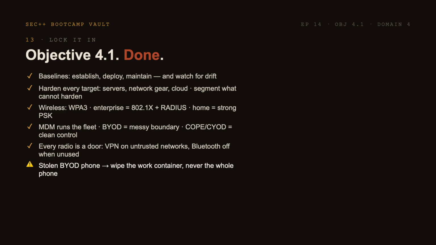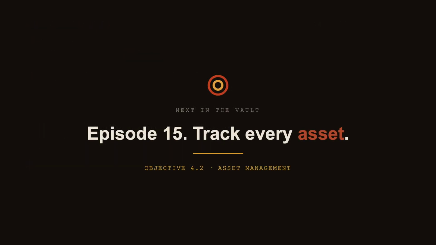Lock it in. Baselines get established, deployed, and maintained, and drift gets caught. Every target gets hardened, and what cannot be hardened gets segmented. Wireless means WPA3 with 802.1x and RADIUS for the enterprise. MDM runs the phone fleet, BYOD is the messy model, COPE is the controlled one, and stolen phones lose their work container, not their baby photos. Objective 4.1, done. 8 more to go in the monster.